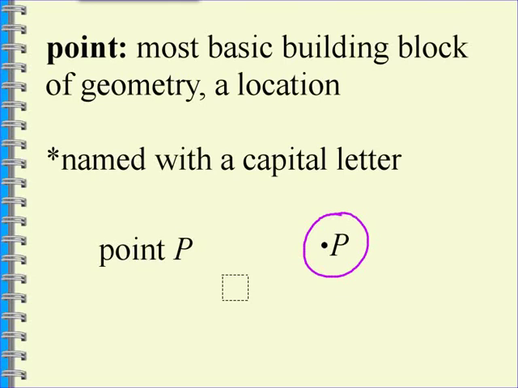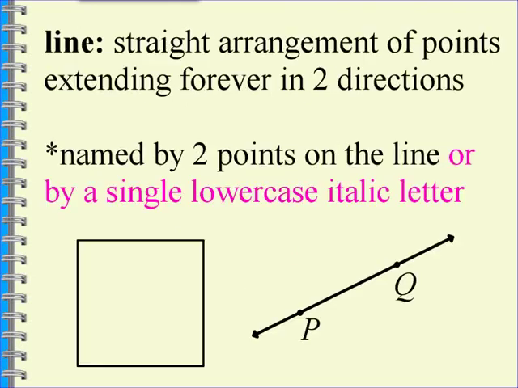So now what we're going to do is talk about a line. A line is a straight arrangement of points extending forever in two directions. Now it's important you get two directions down because we will talk about a figure that extends indefinitely in one direction. So a line is a straight arrangement of points extending forever in two directions.